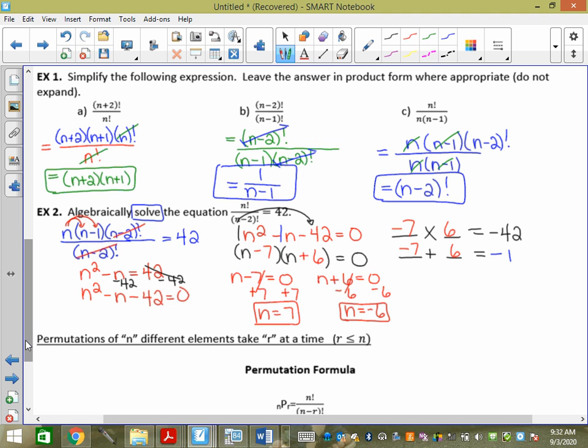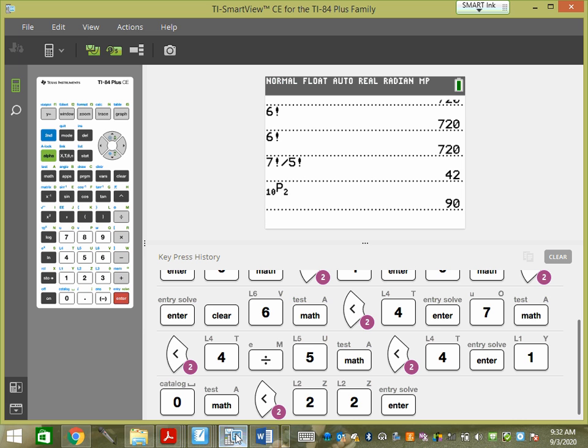So I'm going to put a 7 in. So I'm going to get 7 factorial over 7 minus 2. So 7 factorial over 5 factorial, technically, right? We're going to check that. 7 factorial divided by 5 factorial is 42. So it's right. So we're good. We know that one's good. We're happy.